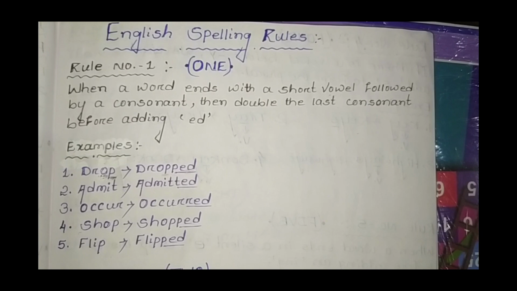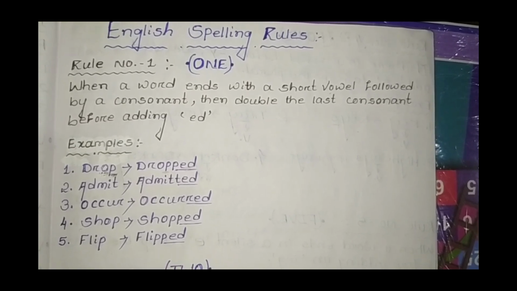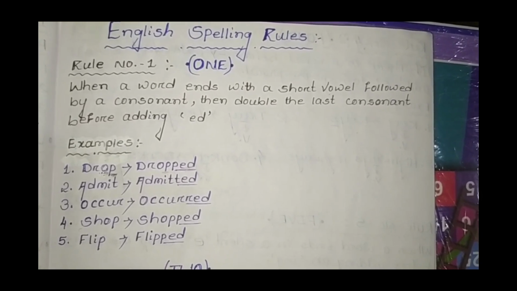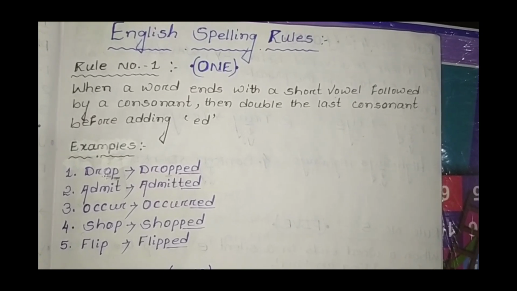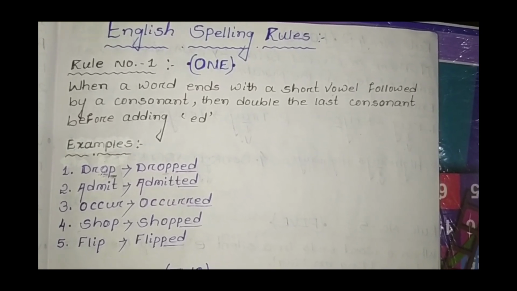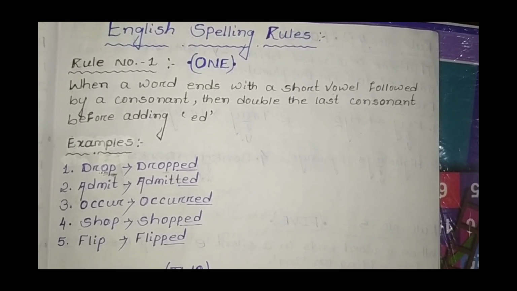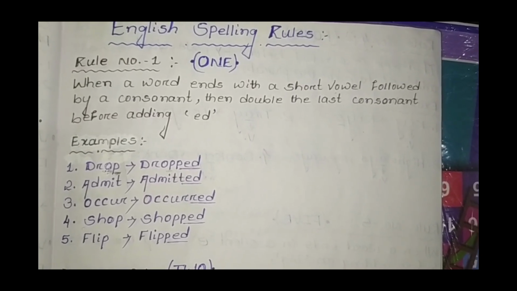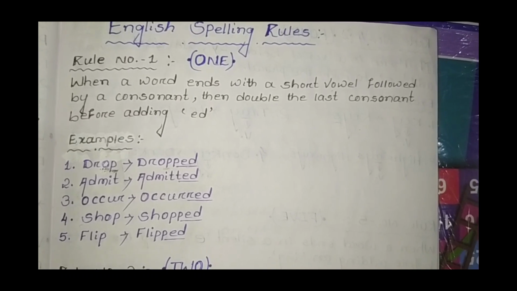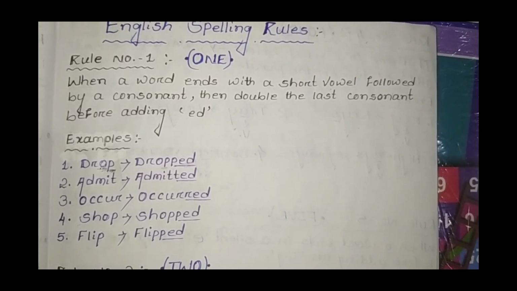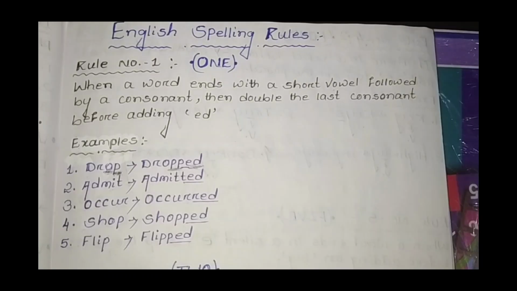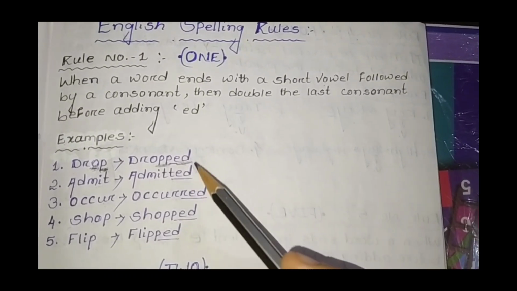When a word ends with a short vowel followed by a consonant, then double the last consonant before adding ed. So what do you mean by short vowel? Short vowels are vowel sounds that are pronounced in a short form. Clear? Look at these examples.